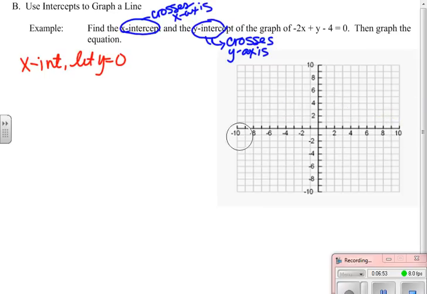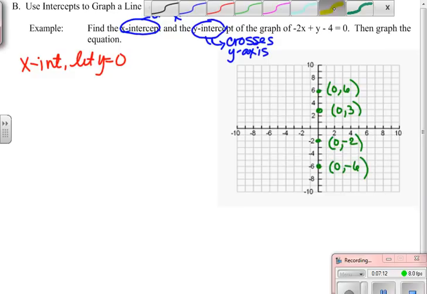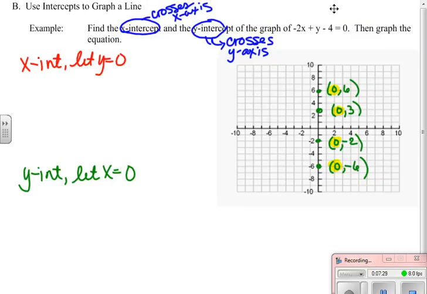If we think in common sense as far as the y-intercept, think about every point here, we have 0, 6, 0, negative 2, and what's true here is that every x-coordinate is 0, and the y is something else. So when I go to find the y-intercept, I'm going to let x equal 0 and solve for y. That will give me 2 points to graph, and I can have my line.